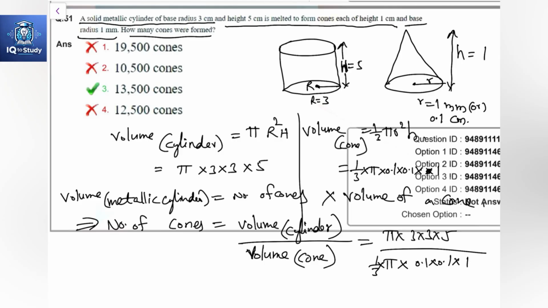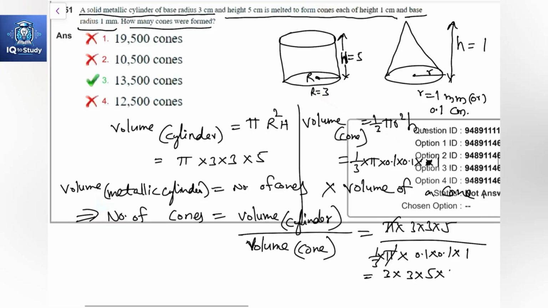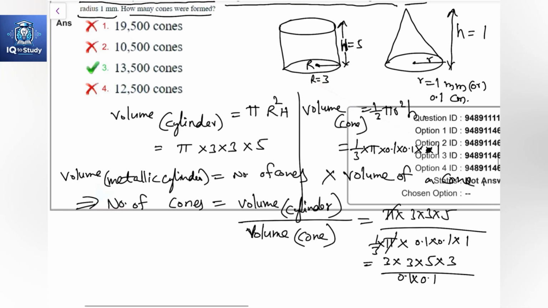Here pi gets cancelled and 3 into 3 into 5 into 3 divided by 0.1 into 0.1. After solving, it becomes 13,500. So, number of cones is 13,500, which is option number 3.